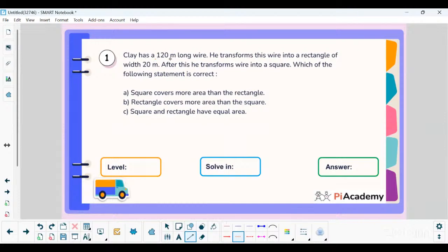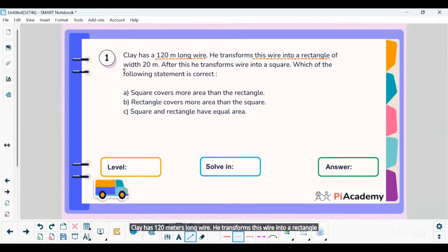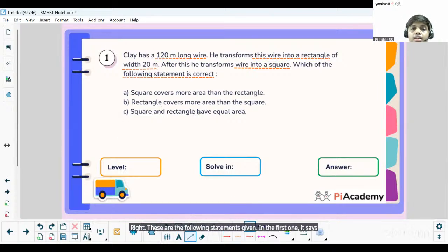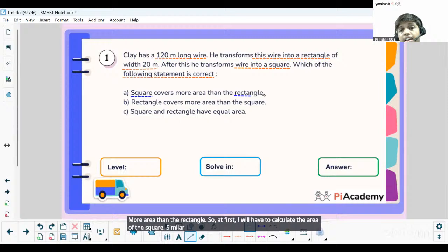Clay has 120 meters long wire. He transforms this wire into a rectangle of width 20 meters. After he transforms wire into a square, which of the following statement is correct? Right. Now, these are the following statements given. In the first one, it says square covers more area than the rectangle. So at first I will have to calculate the area of the square. Similarly, I need the area of the rectangle as well from the entire question.